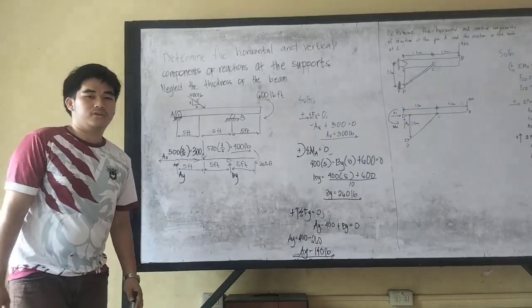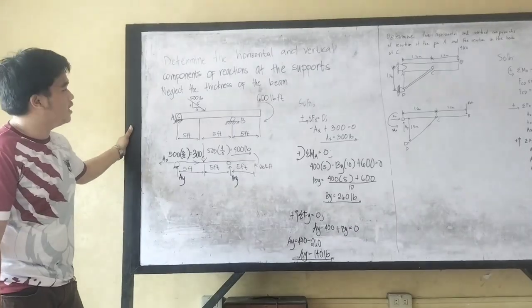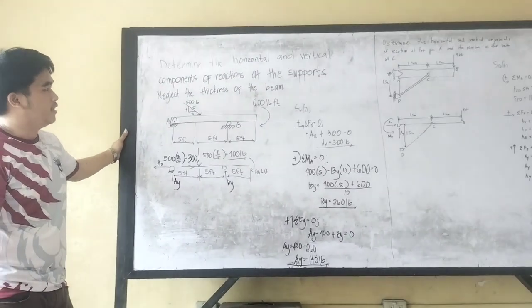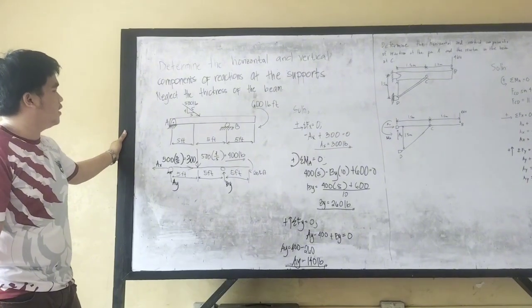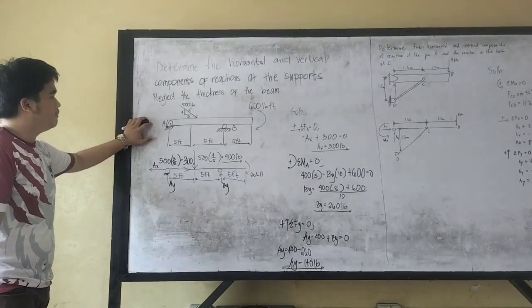So today we're going to solve the equilibrium. So here's our example: determine the horizontal and vertical components of reaction at the supports. Neglect the thickness of the beam. So here's our example beam.